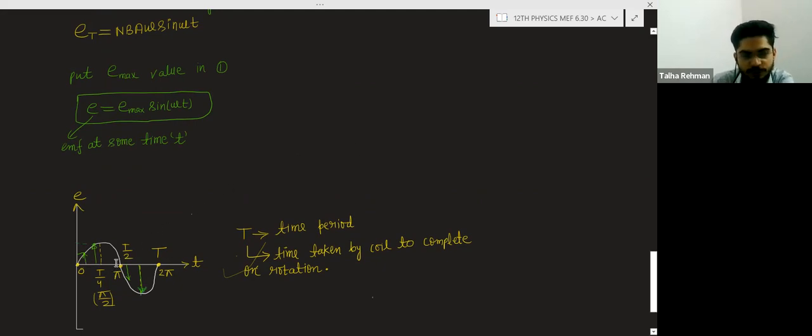So from 0 to T by 2, or you can say for 0 to pi angle, 0 to 180-degree angles, the EMF is positive. Okay, this is known as the half cycle. 0 to T by 2 is the half cycle, or 0 to pi is the half cycle, and 0 to T is the full cycle. 0 to 2 pi is the full cycle. And for completing one cycle, time taken by the coil is known as the time period.